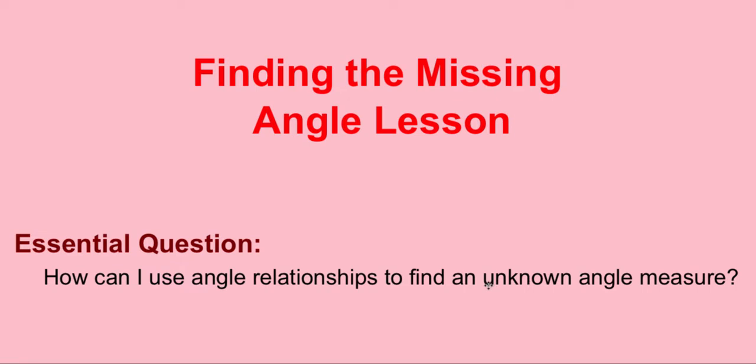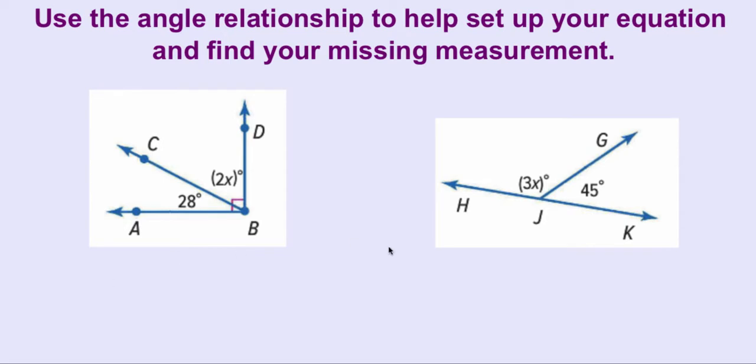So basically we're going to take what we learned last lesson, our vertical angles, our complementary, our supplementary, and use those relationships to help us find an unknown angle measure. So use your angle relationships to help you set up your equation and find your missing measurement. Here's what we mean by that.